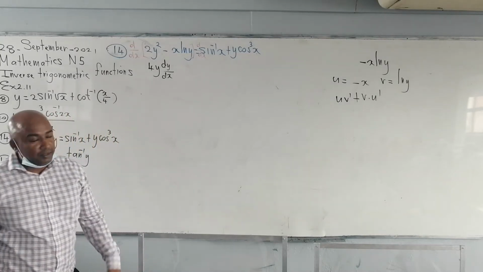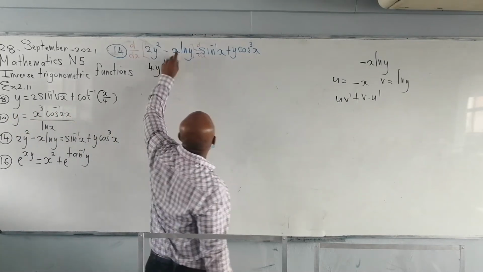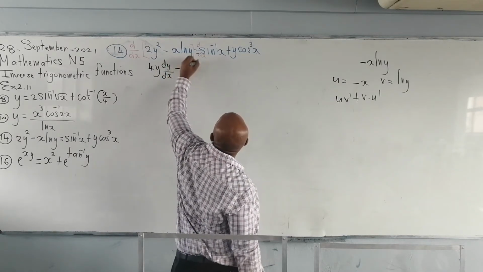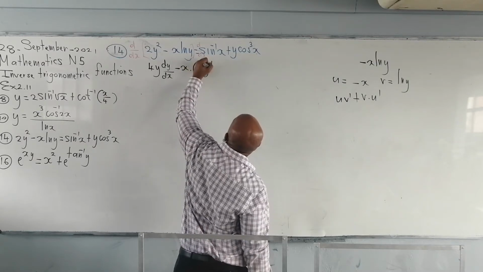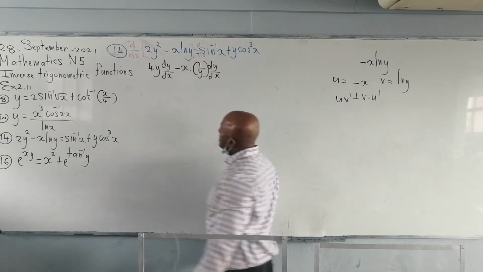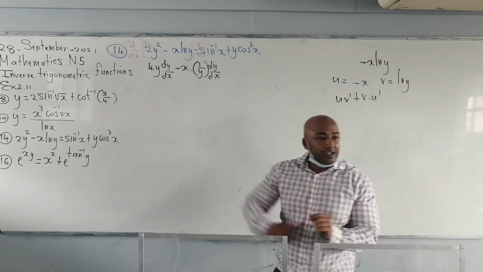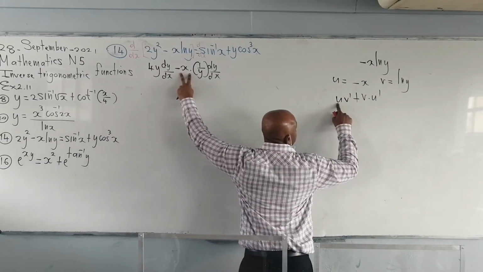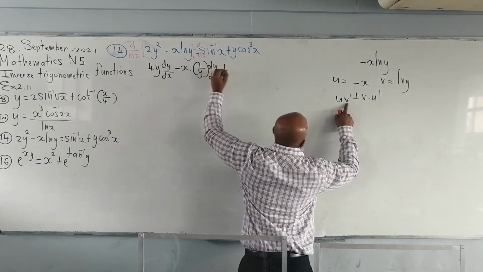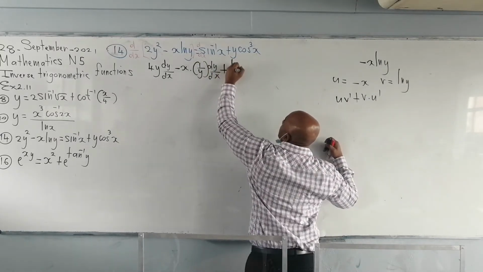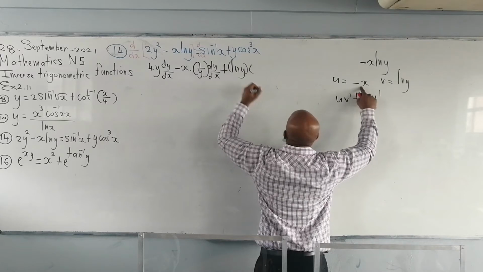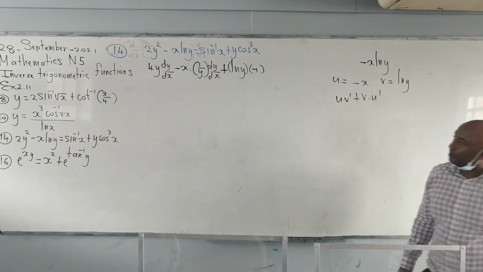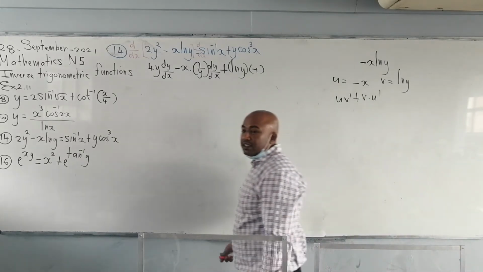So let me re-explain here the product rule. I'm going to copy down the first times differentiate the second. The derivative of ln y is 1 over y multiplied by dy over dx. Every time you differentiate the variable y, multiply by dy over dx. So you write down the first, differentiate the second, plus write down the second, which is ln y, and differentiate the first, which is going to be minus 1. The derivative of minus x is minus 1. So that is the left-hand side sorted.